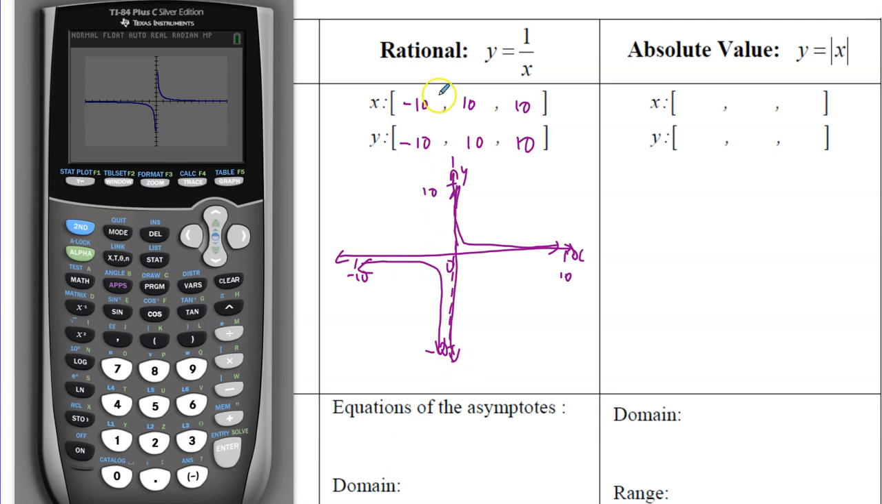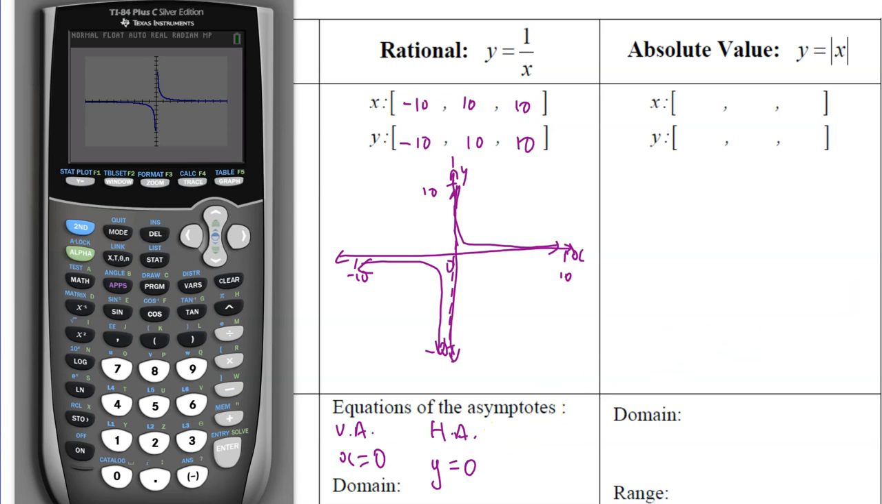Okay, so this line is the line x equals 0. That is the vertical asymptote. Vertical asymptote, x equals 0. There is also a horizontal asymptote, right? Because you cannot get a y value of 0. No matter how large this gets, remember what's happening as the x values get really large, 1 divided by a really large number is a really small number, but it can never be 0. So we have a horizontal asymptote at y equals 0.